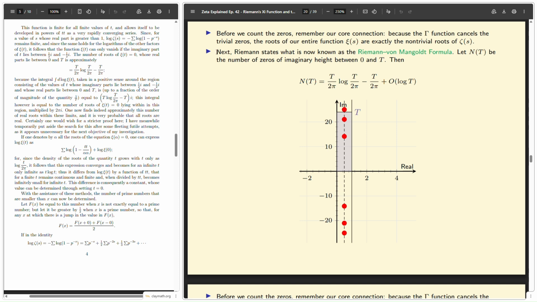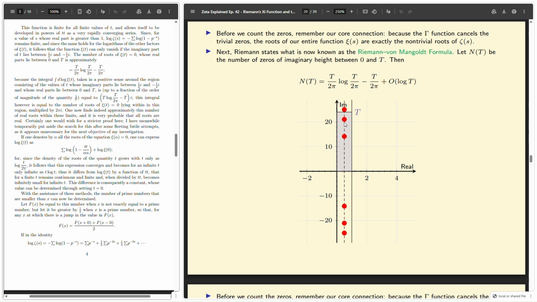So the next sentence here is actually quite a long sentence. It goes all the way to right here. Riemann states what is now known as the Riemann-von Mangoldt formula. And he says, let N of T be the number of zeros of imaginary height between 0 and capital T. So that's this purple region here. We're looking at the critical strip, going from 0 up to some value T. And this formula tells you how many zeros there are in this region.